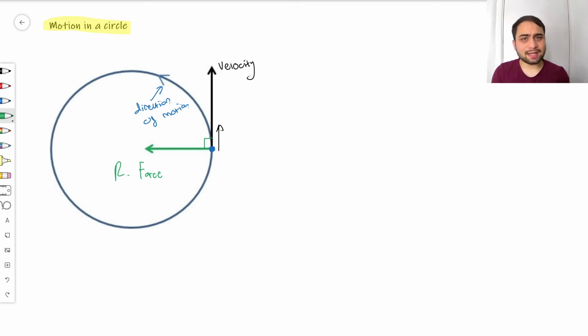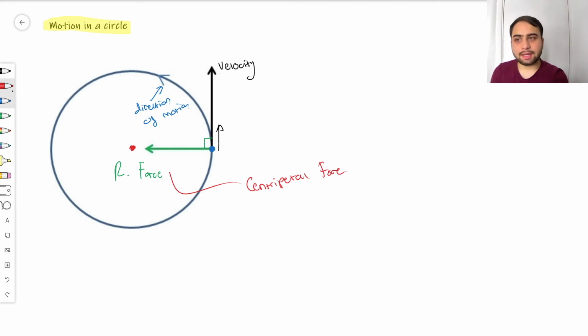Now, how does it actually do this? Well, this sort of force has a very special name, and this is called a centripetal force. Centripetal comes from the Greek word centripete, which means center seeking. So we always have a center seeking force which is 90 degrees to my object's velocity, and it's always looking at the center of the circle that I'm traveling in.